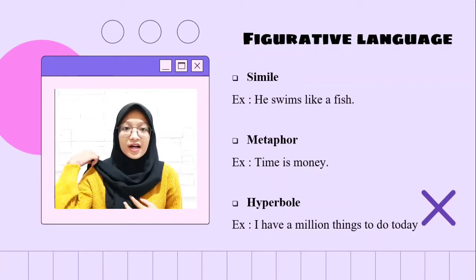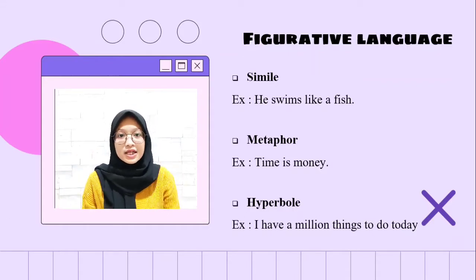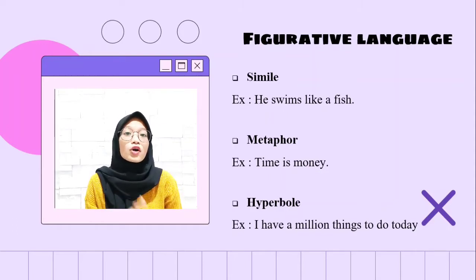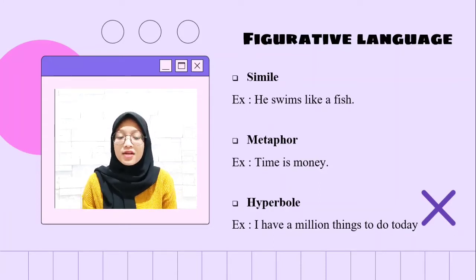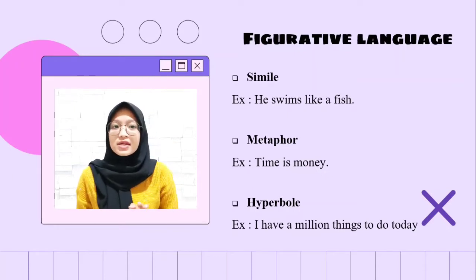Next, metaphor. A metaphor is a figure of speech that compares two things that are not alike. Unlike simile, metaphors don't use the words like or as. Such a statement only makes sense when the reader understands the connection between the two things being compared. For example, time is money.